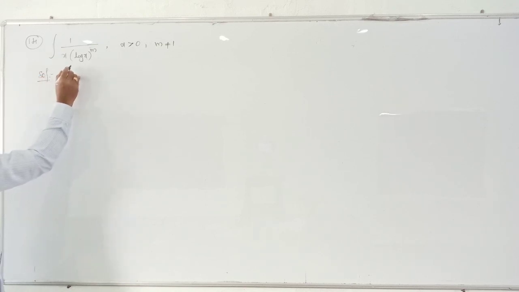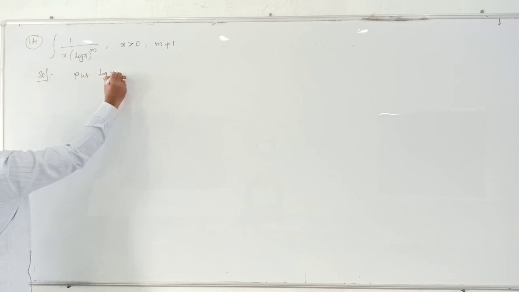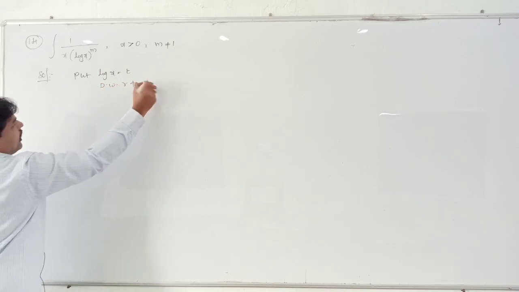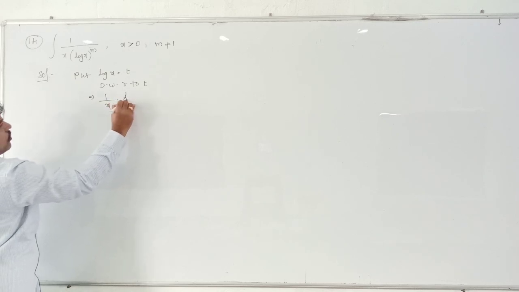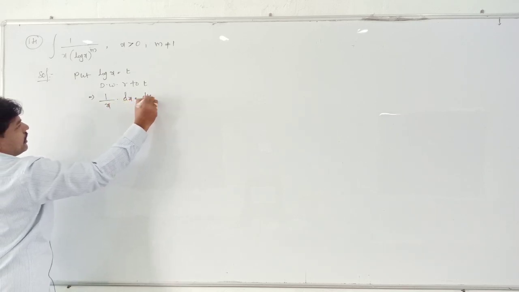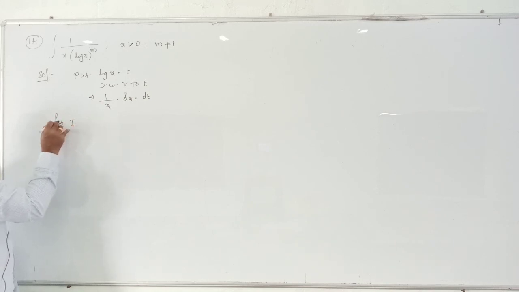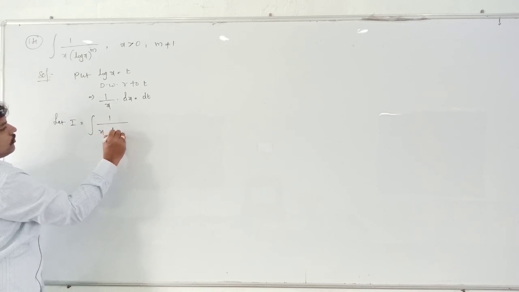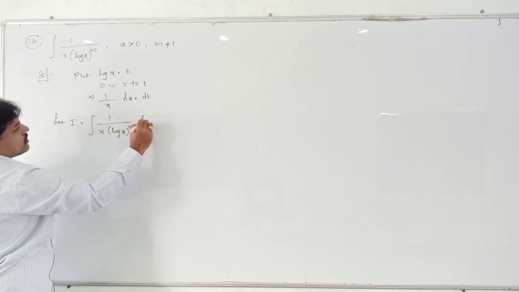So what is that one? First I will put log x is equal to t, differentiate. What happens? Derivative of log x is 1 by x into dx is equal to dt. So substitute this value in the given integral. Let I is equal to integral of 1 by x into (log x) whole power m into dx.